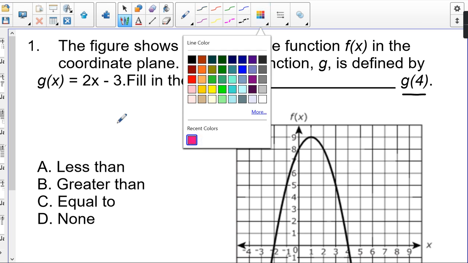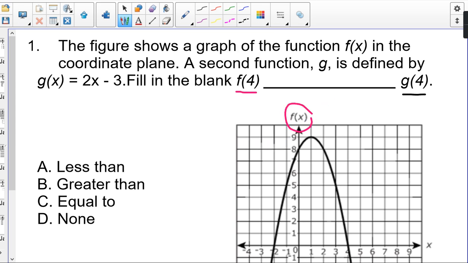So for f of 4, I am going to look at the graph because the graph says f of x. Well, what does it mean that I'm looking for f of 4 on the graph? Well, if I'm given a number inside, then I'm given x. So I'm going to look at the x-axis for 4. Well, here's 4 on my x-axis. So now I'm going to find the point.